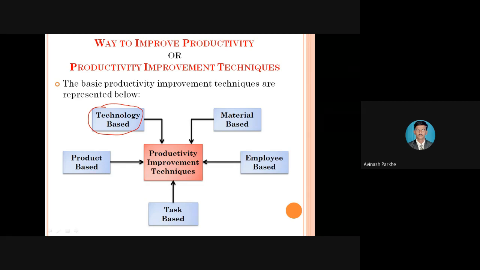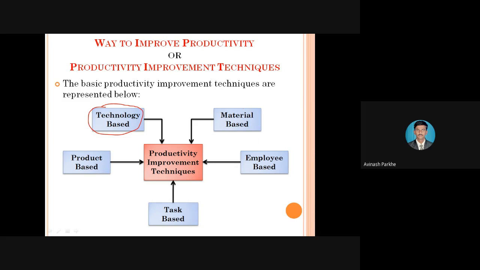Due to that standard technology, the amount of time required to convert the raw material into finished goods gets reduced. Then due to the automation, the labor required is also reduced. In addition, the wastage that takes place is also going to reduce due to the use of this advanced technology. Therefore, technology based means we have to implement CAD, CAM, robotics technology, laser technology, and some modern maintenance technology. So implementation of all the new technology means increased productivity.